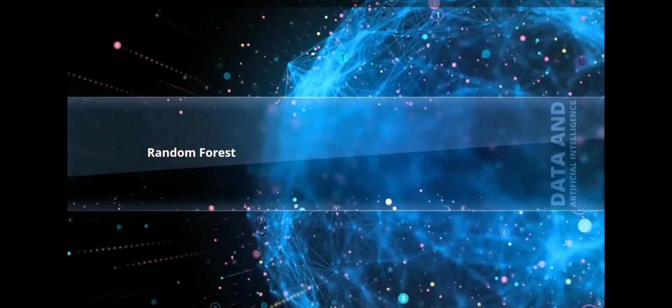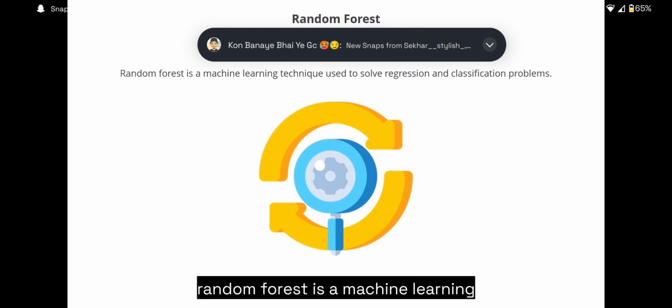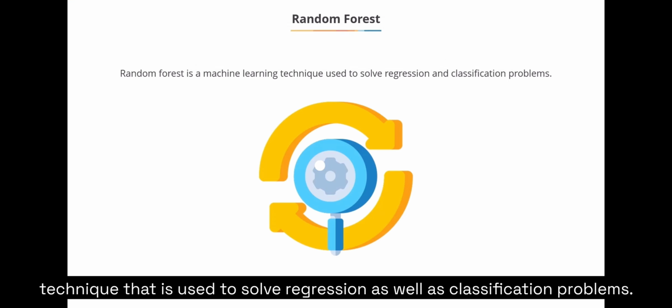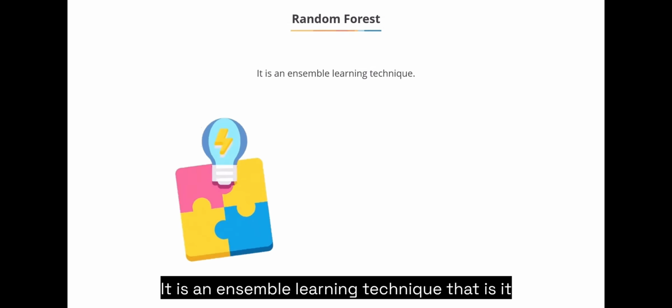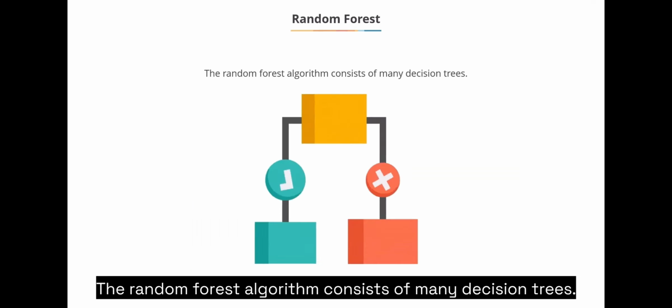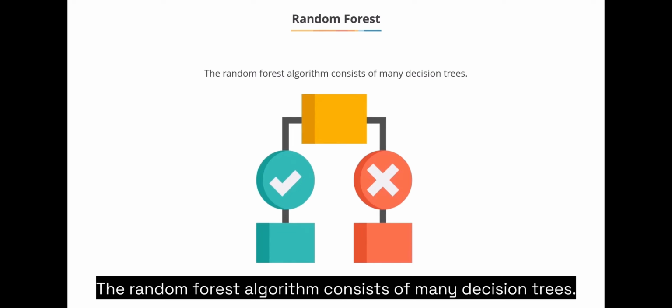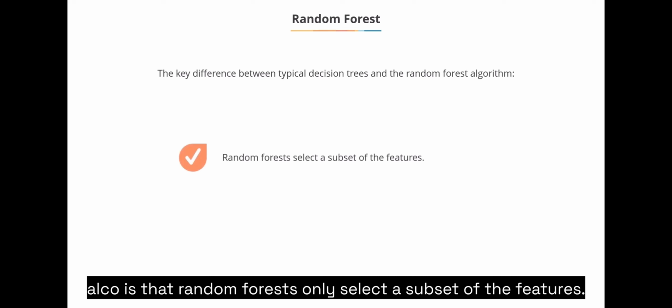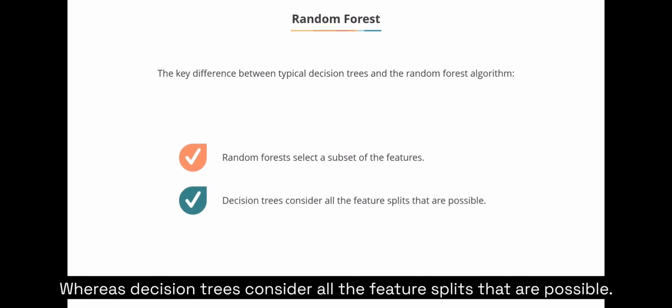Random forest. Random forest is a machine learning technique that is used to solve regression as well as classification problems. It is an ensemble learning technique, that is, it combines multiple classifiers to solve a complex problem. The random forest algorithm consists of many decision trees. However, the key difference between typical decision trees and the random forest algorithm is that random forests only select a subset of the features, whereas decision trees consider all the feature splits that are possible.